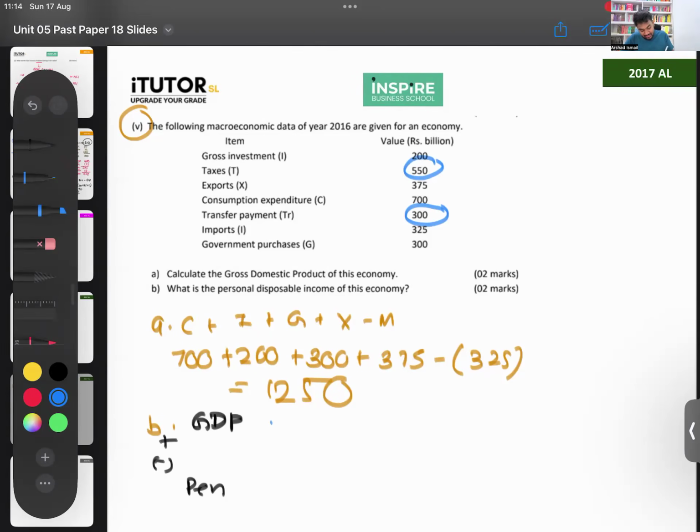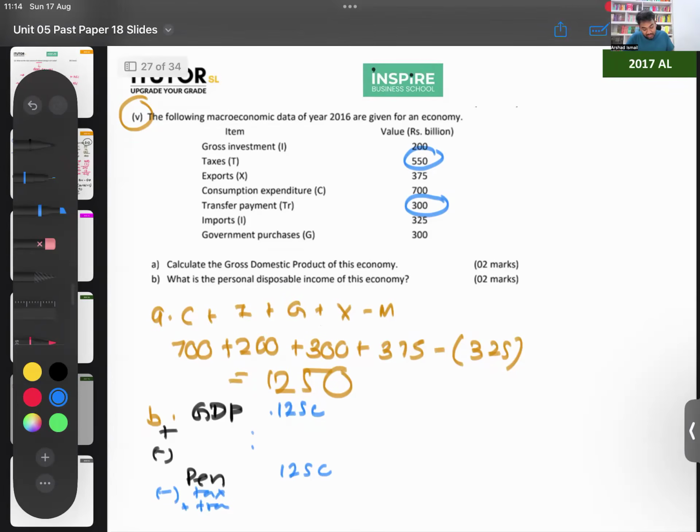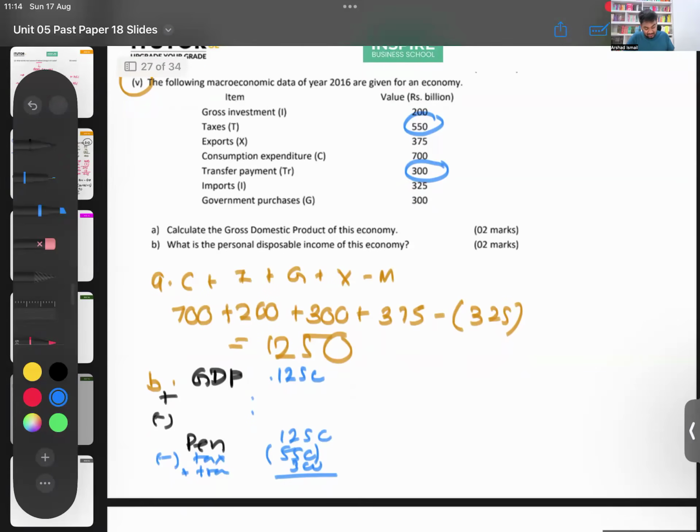So GDP is 1,250, here nothing. So we'll take personal income as 1,250 minus taxes plus any transfers. Transfers you can even adjust on top also. How much do we get? Taxes are 550, transfers are 300. So 1,250 minus 550 plus 300 is 1,000. How much do we get now? Is the number the same in your past paper book as well? Personal disposable income.